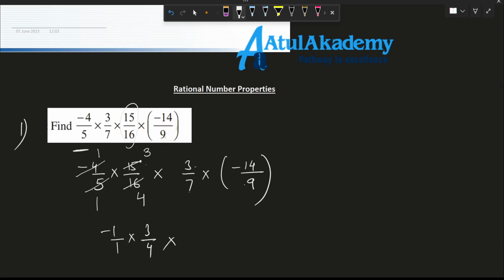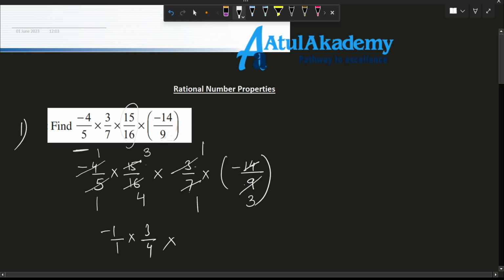Here, if you see, it is 3 and 9. I can cancel this 3 and 9. 3 ones are 3, 3 threes are 9. 7 ones are 7, and 7 twos are 14, so this is 2. Now 1 by 1 into minus 2 by 3.